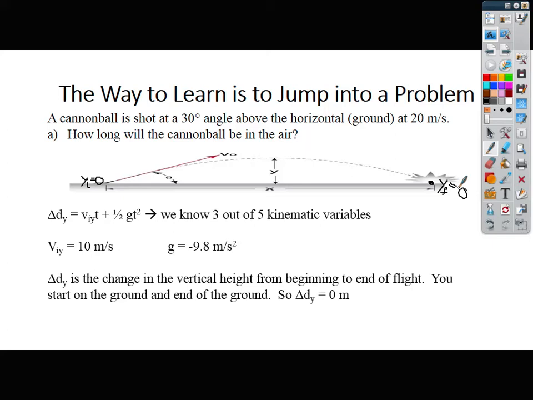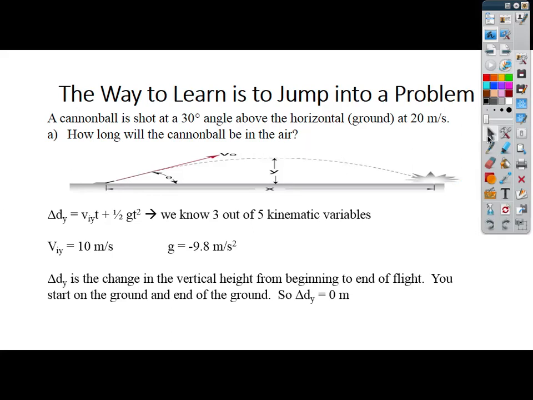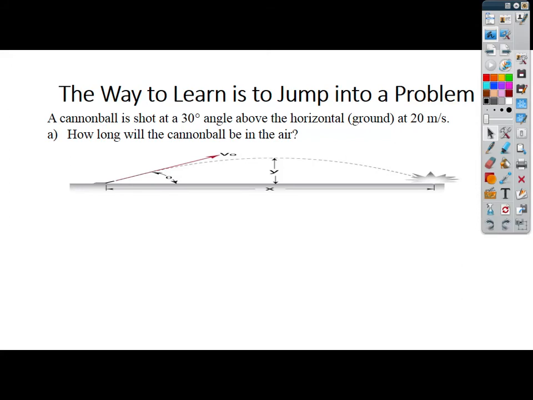Again, we're not going to say the final velocity is 0. Don't tell me the final velocity is 0 because the idea is this is right as it leaves the ground and right as it hits the ground. So the delta y is actually 0, which makes this problem immediately a lot easier to calculate. You can go and calculate it now.